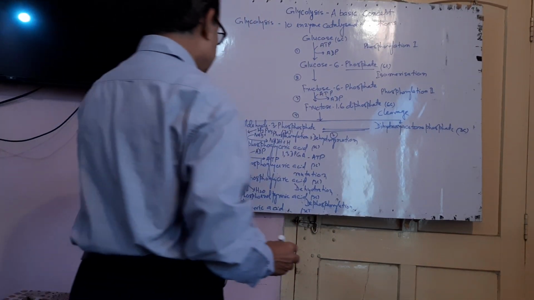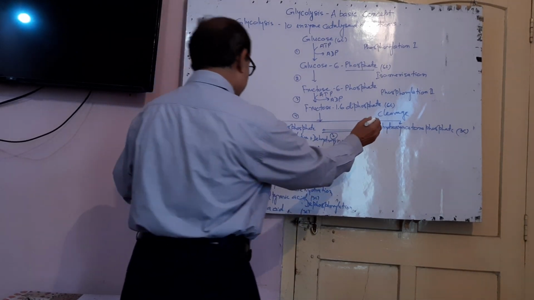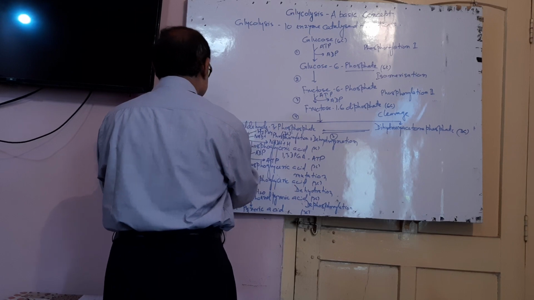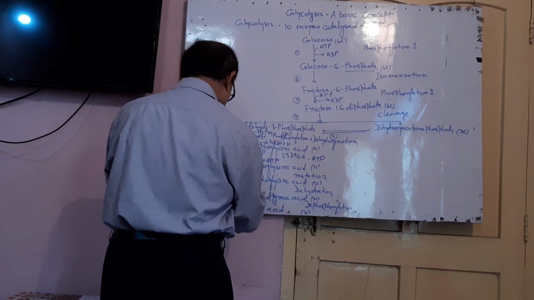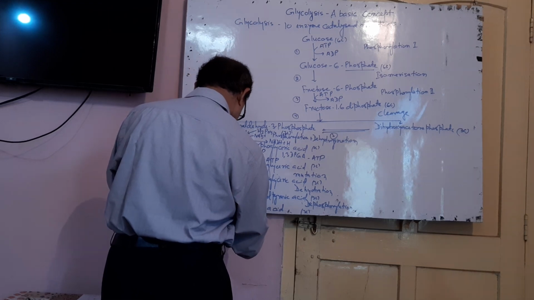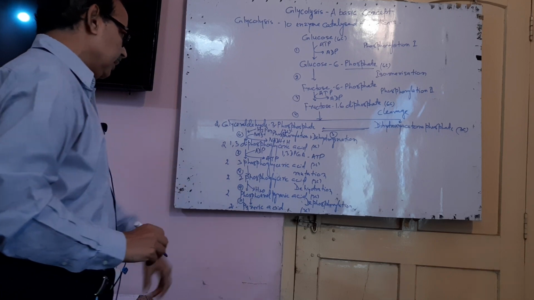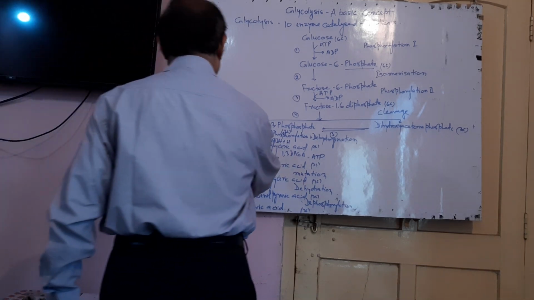Here, from the sixth reaction, the two molecules of each are produced in the glycolysis.